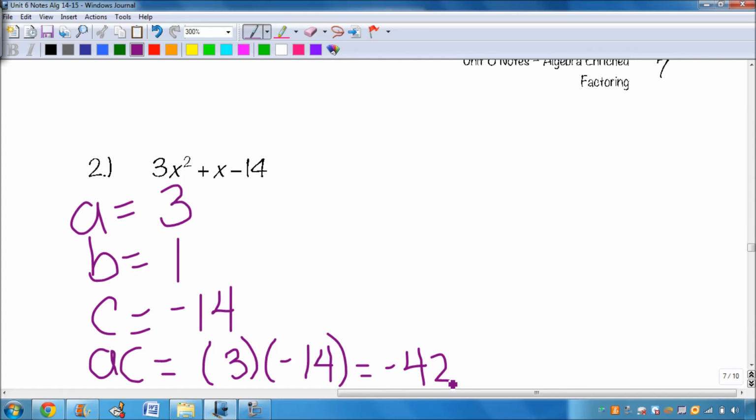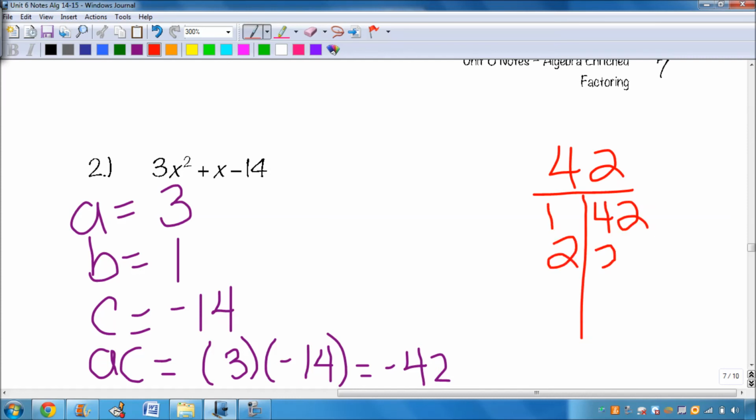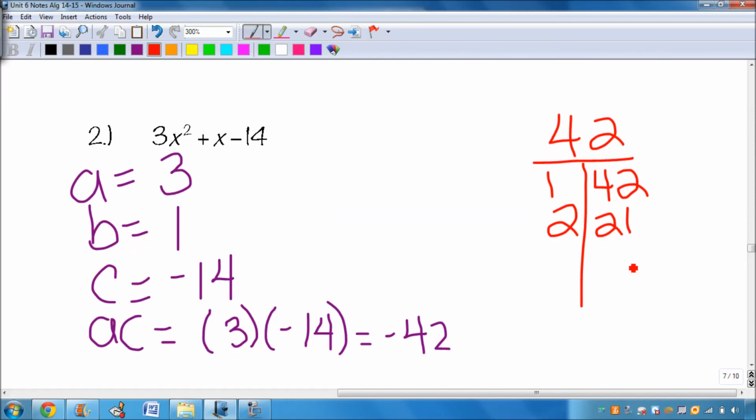Okay, so now we need to make a chart for 42. What are some factors of 42? 1 and 42 will work. 2 works. It's divisible by 2 and I get 21. 3 works because we just did it right here, so we got 3 and 14. 42 is not divisible by 4, so I'm going to skip that. It's not divisible by 5. It is divisible by 6. 6 times 7 gives me 42. The next number is 7, but it's in my chart, so my chart is complete.